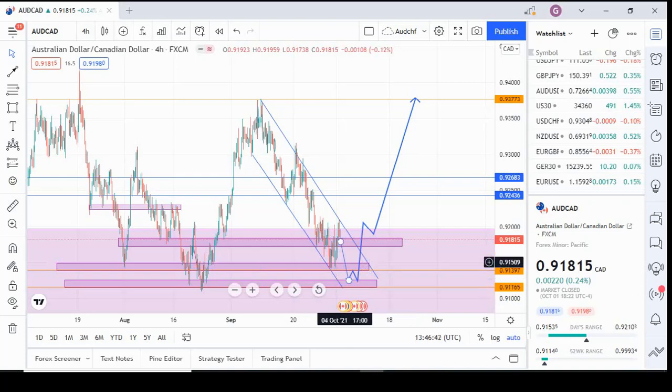Obviously, even if it comes and hits in the lower frame, there will be a confirmation of a reversal through probably an inverse head and shoulders or a double bottom, which will tell us that it's a buy. All we have to do is wait for the market to give us that signal.